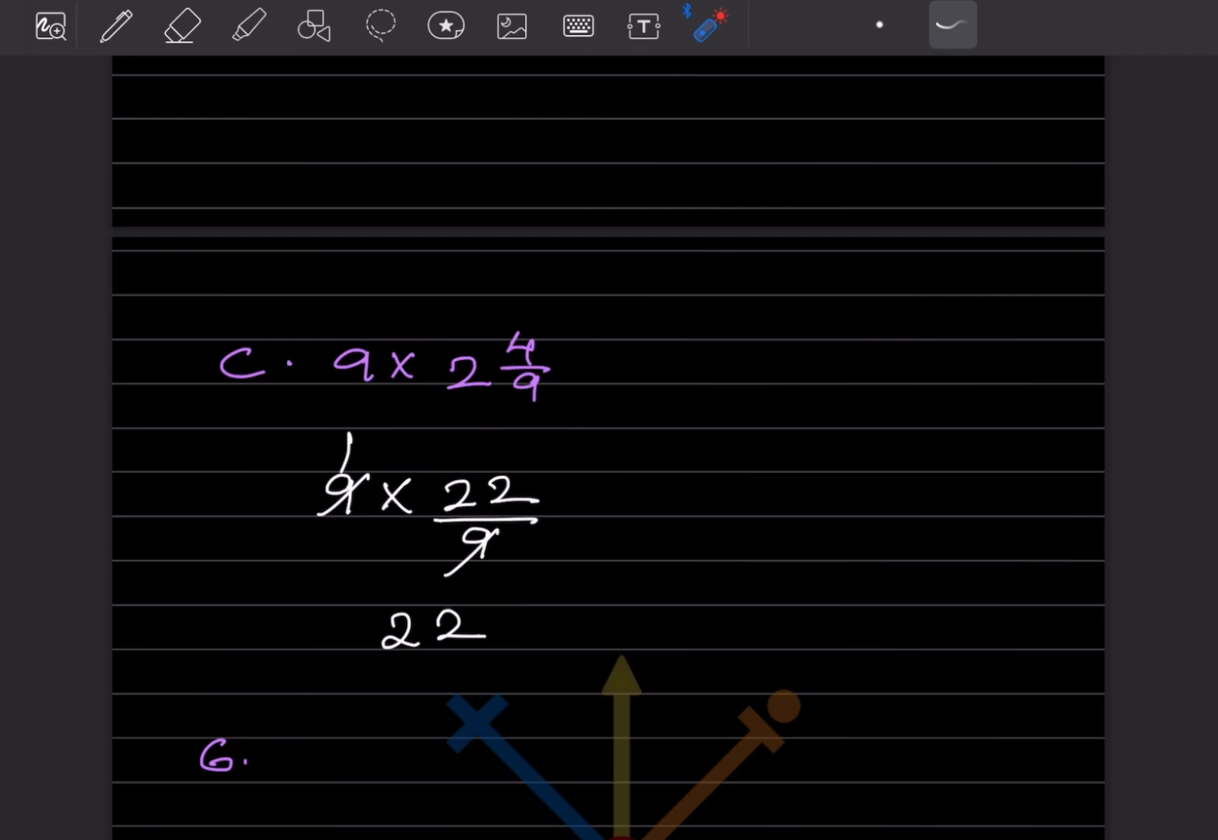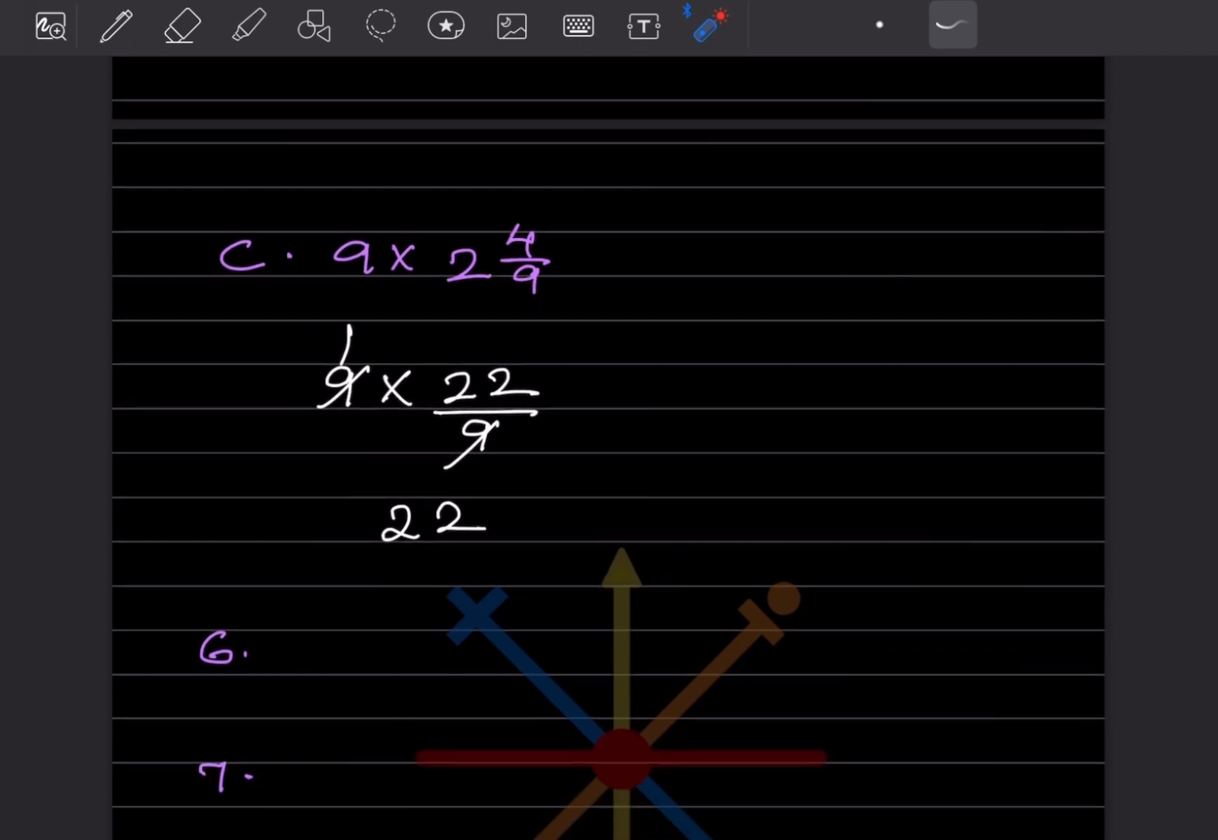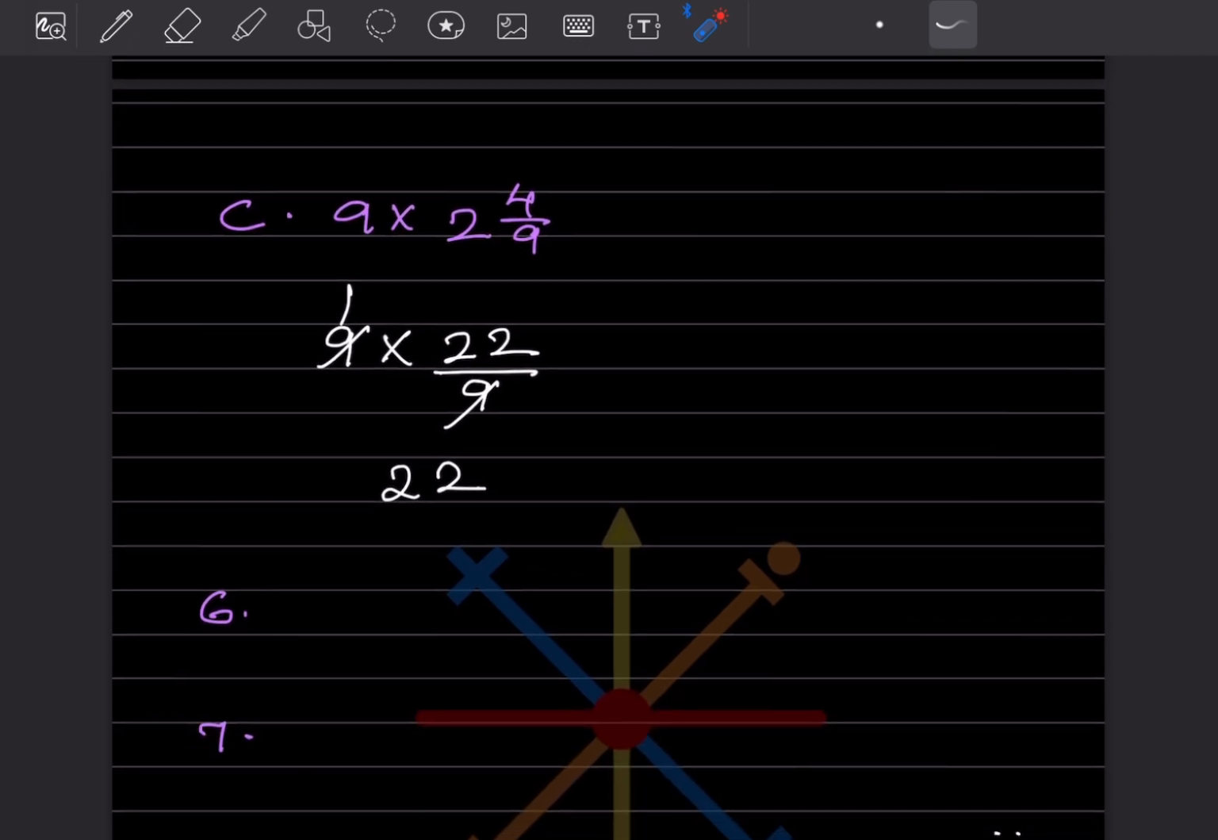And the 6 and 7 question is just a very simple one. Just that is a diagram you can see in your book. So you can do it yourself.